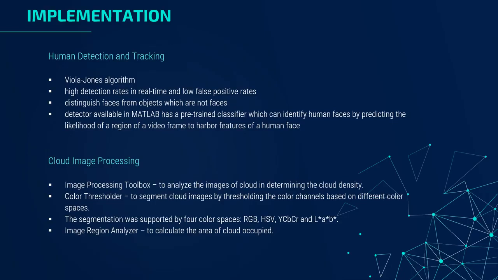For cloud image processing, the Image Processing Toolbox is used to analyze the image of cloud in determining the cloud density. The Color Thresholder app is used to segment the cloud image by thresholding the color channel based on different color spaces. The segmentation was supported by 4 color spaces, and I just chose the one which can give the best result. The Image Region Analyzer is used to calculate the area of cloud occupied.